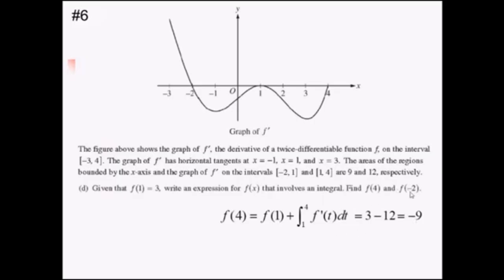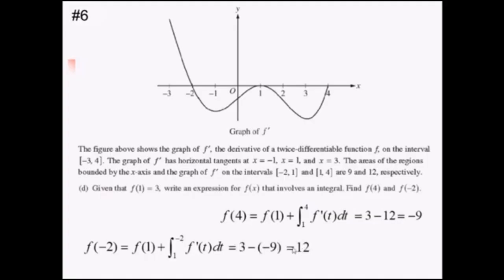Now we're going to find f of negative 2. That's going to equal f of 1, which again we know, plus the integral from 1 to negative 2. Now this is kind of like the last setup here, but we're going backwards. We're integrating backwards this way. This area down here they said was 9, but because it's under the x-axis, it's going to be negative 9. But because we're integrating backwards, we're going to be subtracting negative 9. So we're doing 3 minus negative 9, which again does not need to be simplified, but comes out to 12.